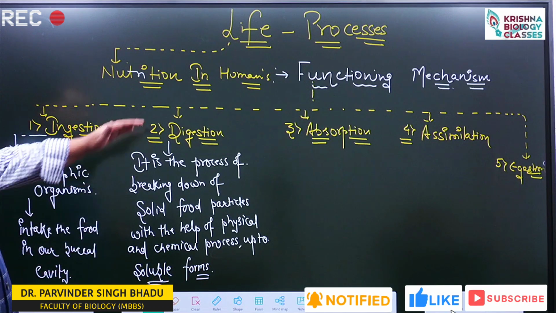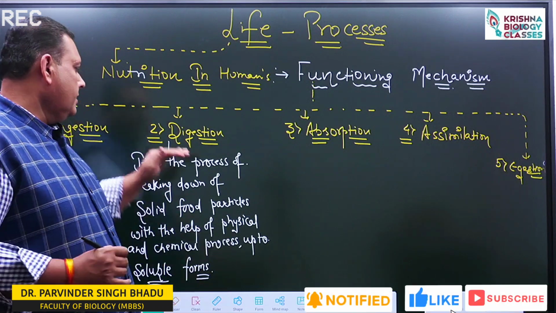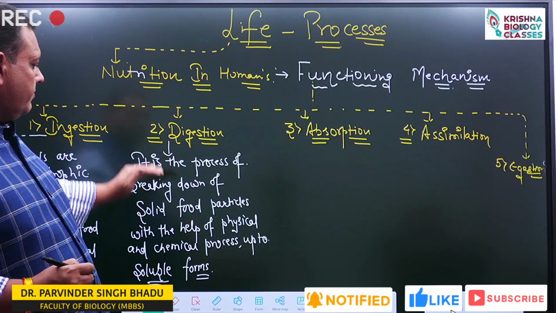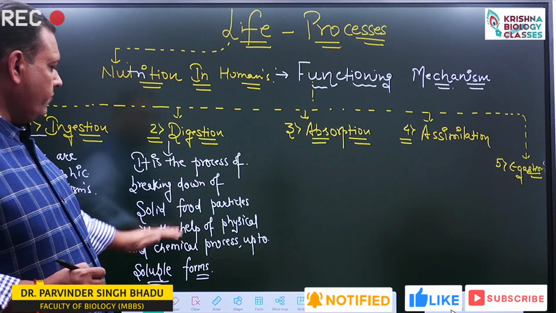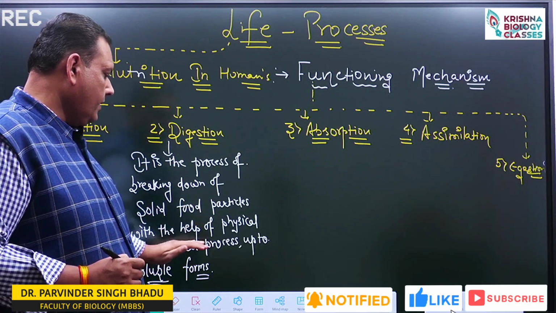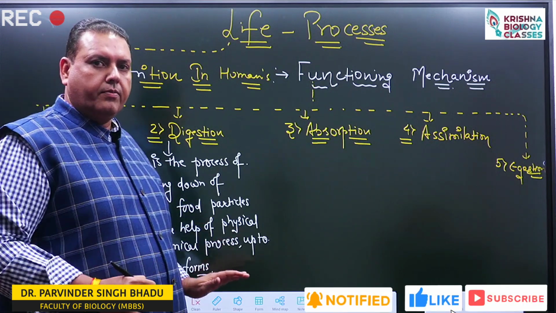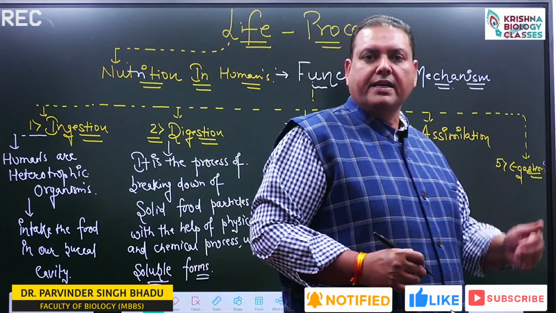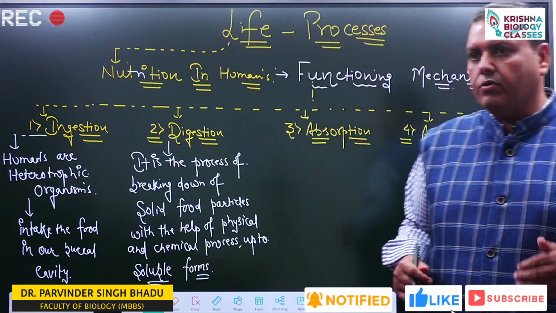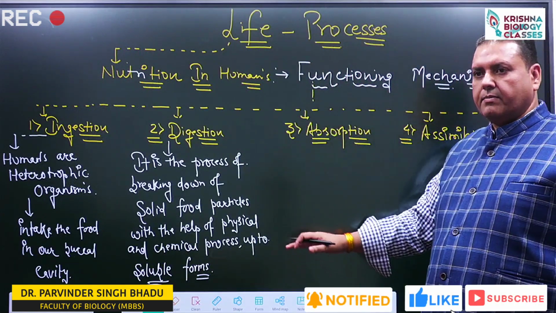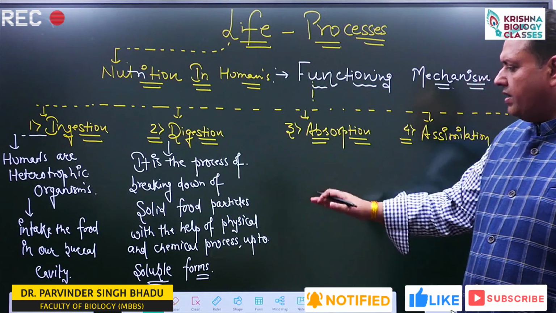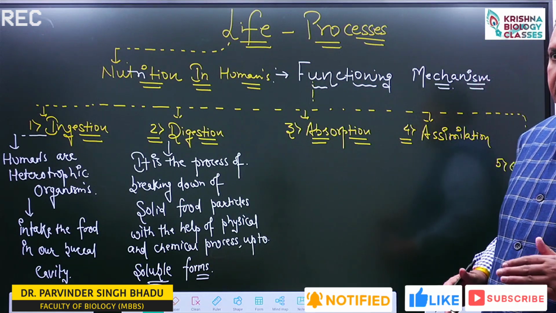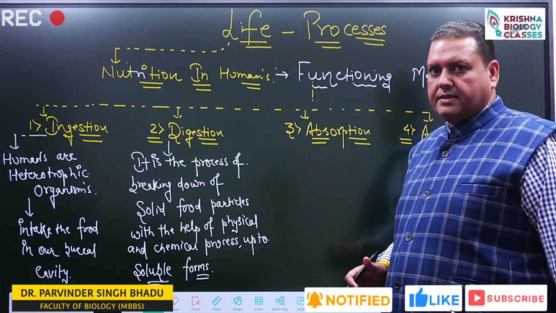That process is named as digestion. So digestion is the process of breaking down of solid food particles with the help of physical and chemical process. In chemical process, various digestive enzymes play an important role. In today's class, we will discuss the important role of the digestive enzymes secreted by the different digestive glands.